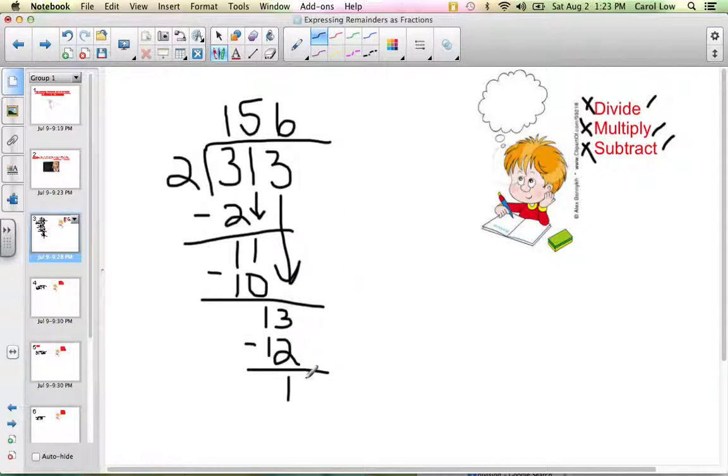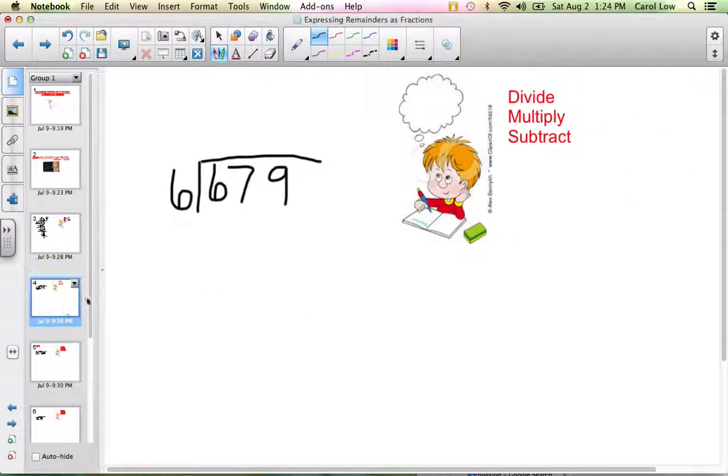So my remainder is 1, but we're expressing the remainder as a fraction. So I put this over this. So I put the remainder of 1 up here, and I put it over 2 because the problem was divided by 2. Not too hard. Let's move on to the next one. We'll do several together and then you can try it on your own.